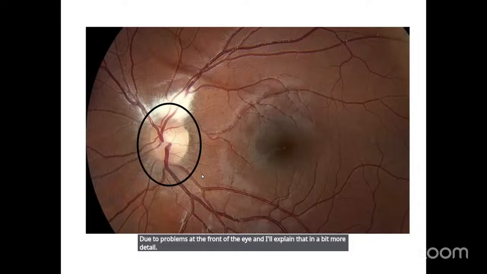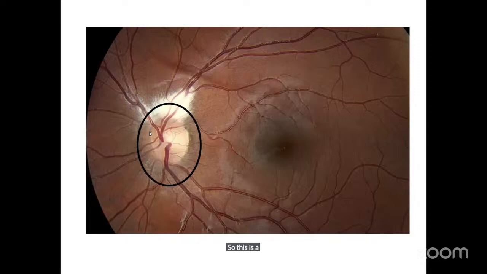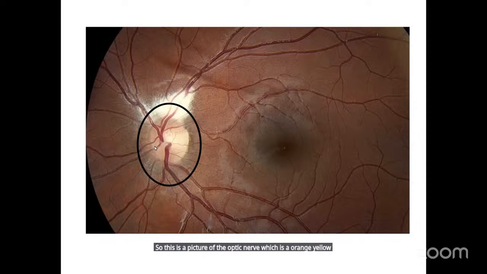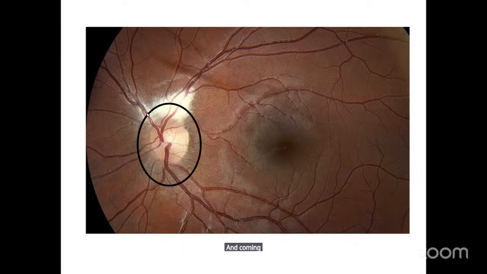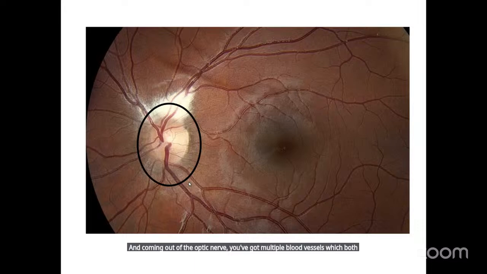So this is a picture of the optic nerve, which is an orange yellowy structure at the back of the eye, which contains about 1.2 million fibers that are then transmitted to the brain, which then processes the information that you see. And coming out of the optic nerve, you've got multiple blood vessels, which both bring blood to the eye and take blood away from the eye.